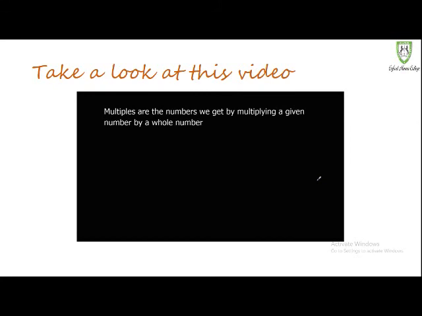Multiples are numbers we get by multiplying a given number with another whole number. Really, all this means is the number's times table. So if I want the multiples of 10, the multiples of 10 are 10, 20, 30, 40, 50, 60, and so on. The multiples of 10 are the 10 times table.